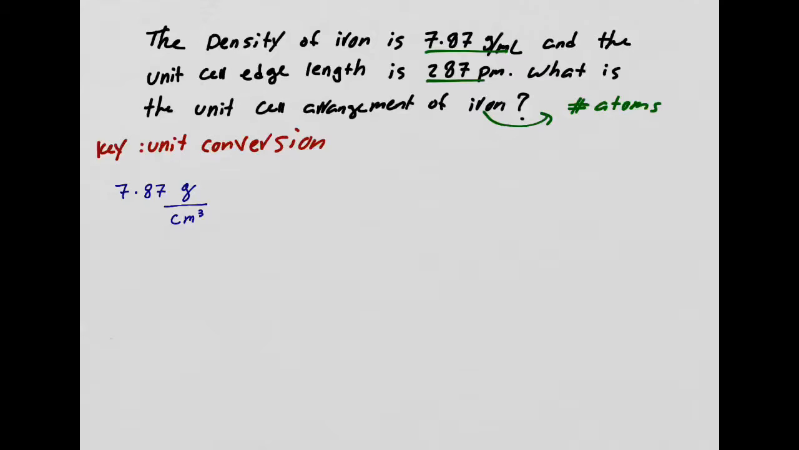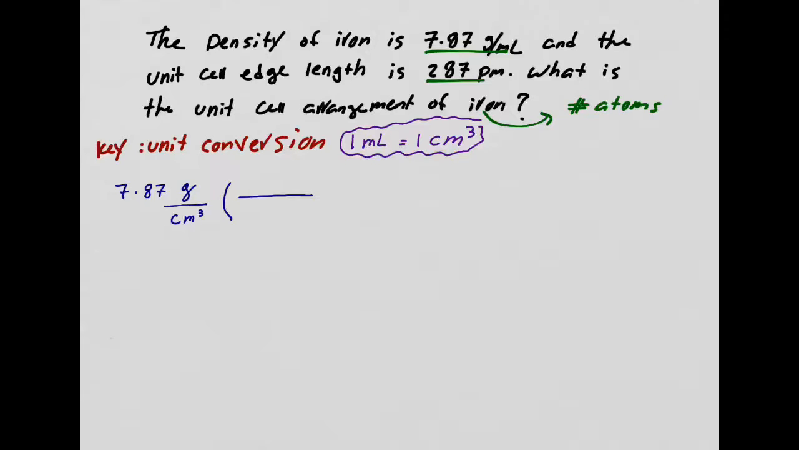Remember, because if you remember from Chem 1A, 1 milliliter is equal to 1 centimeter cube. And that's the first thing I'm going to do. I want to say 7.87 gram over centimeter cube, because 1 ml is 1 centimeter cube. So far, so good? Okay. Now what I'm going to do, gram is not going to get me anywhere. What is going to get me somewhere is atoms. I want atoms, right? Because remember, number of atoms per unit cell would tell me what type of unit cell I have. So atoms is what I'm looking for.